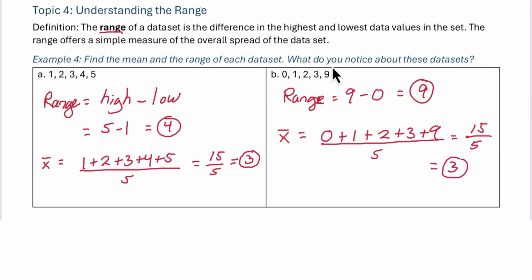So the next question is, what do you notice about these two data sets? Recognize that the mean is the same in both cases. The average is the same, but the range is very different. Notice that the first range is relatively small, and it's small because the numbers are relatively close together. It's just 1, 2, 3, 4, 5. Whereas in example B, we have a bigger range, and that's because the data is more spread out. It starts at 0 and goes all the way up to 9. So since the data is more spread out, we have a bigger range.